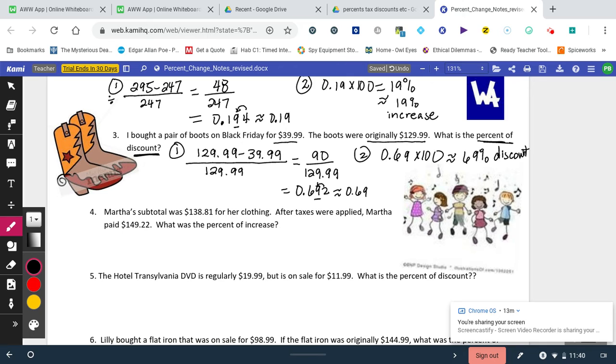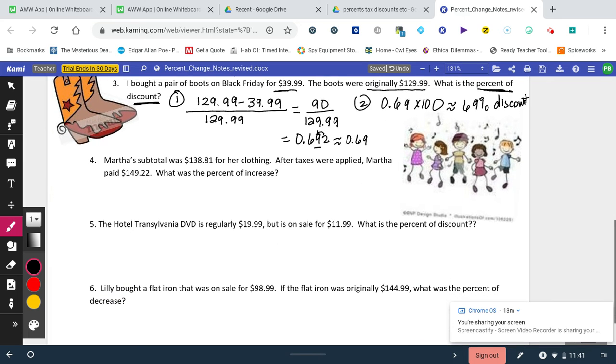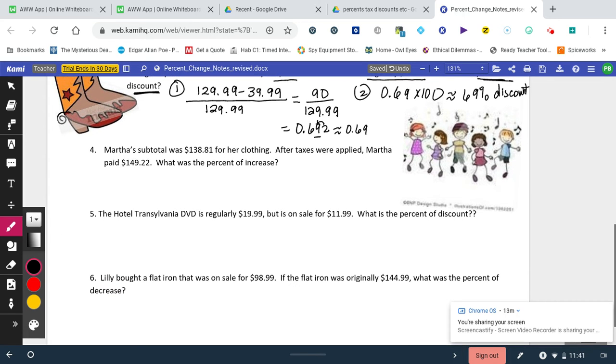All right, and that's all you do. All right, so if we take a look at number 4. It says Martha's subtotal was $138.81. Remember, a subtotal is what you pay before any type of add-on or discount. I'm gonna write that right here. I already mentioned it in a prior lesson, but I want to mention it again.